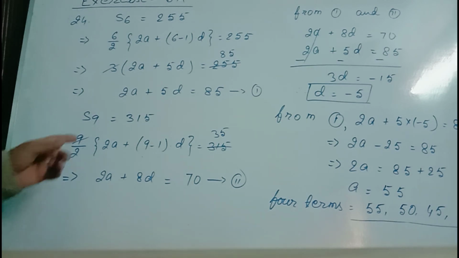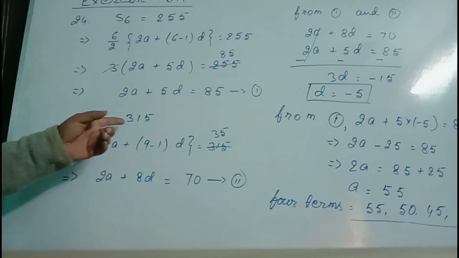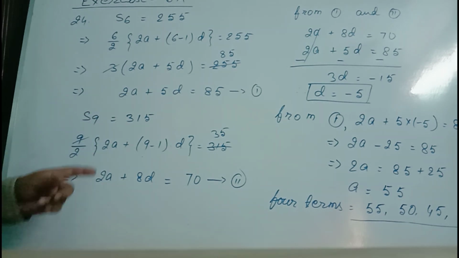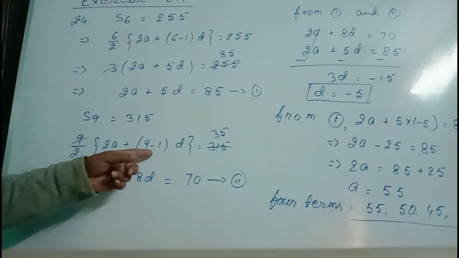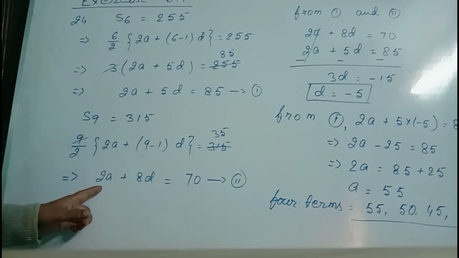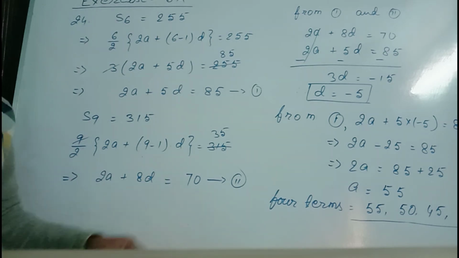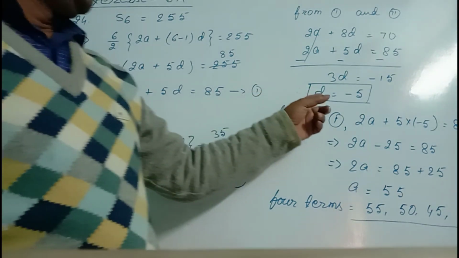Now second is S9, that is 315. The sum of the first 9 terms equal to 315 is given in the question. Using this I have made one equation, 9 by 2 into 2a plus 9 minus 1 into d equal to 315. I have calculated this equation and got 2a plus 8d equal to 70, that is equation number 2. Now I have solved 1 and 2 to get the value of d.